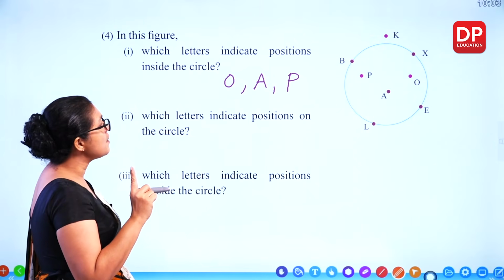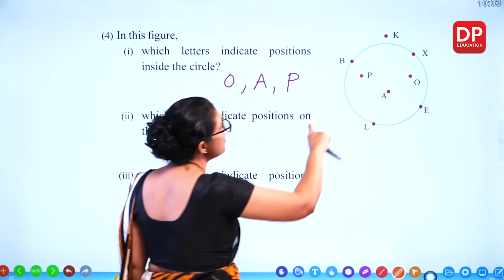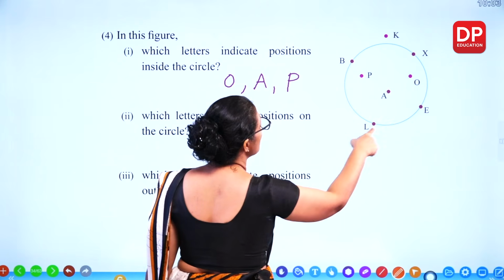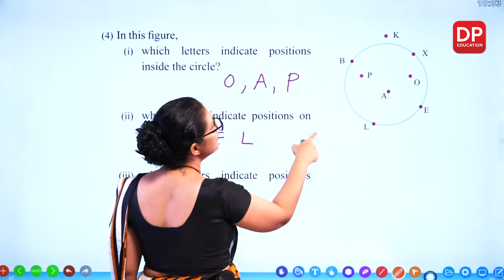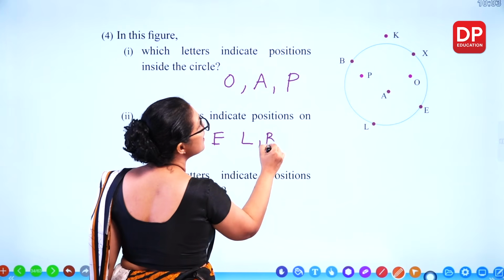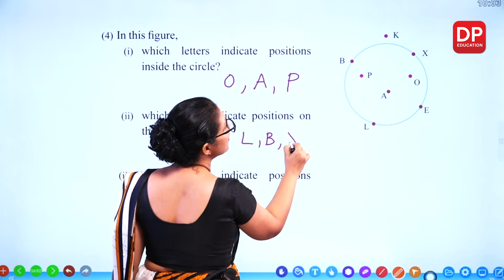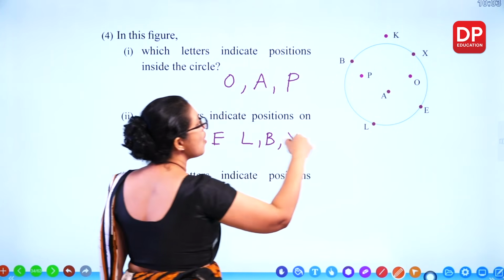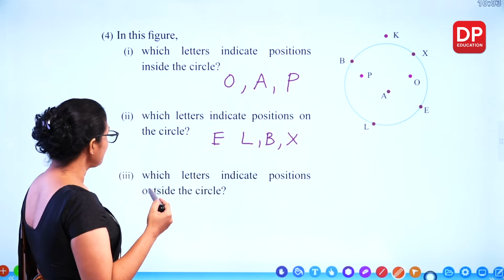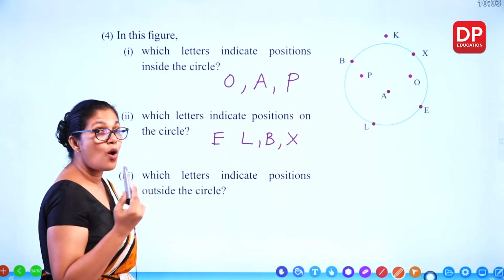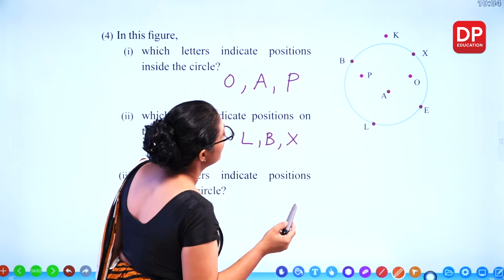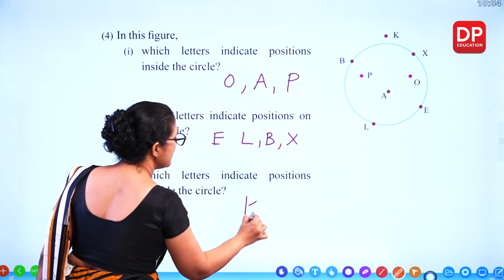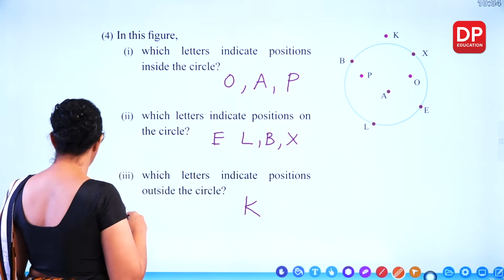Which letters indicate positions on the circle? E, L, B, X on the circle. Which letters indicate positions outside the circle? What are the points outside? Just K. K is outside the circle.